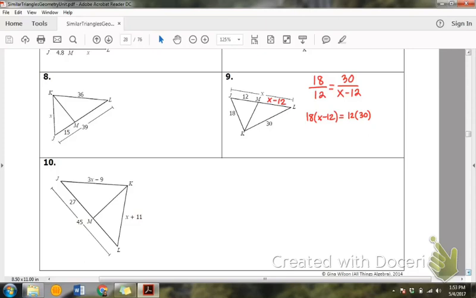Is the bottom number always our top number? On number 10, you're going to have to figure out how much ML is first. It's just X minus... Shh, not X. Look at your paper.